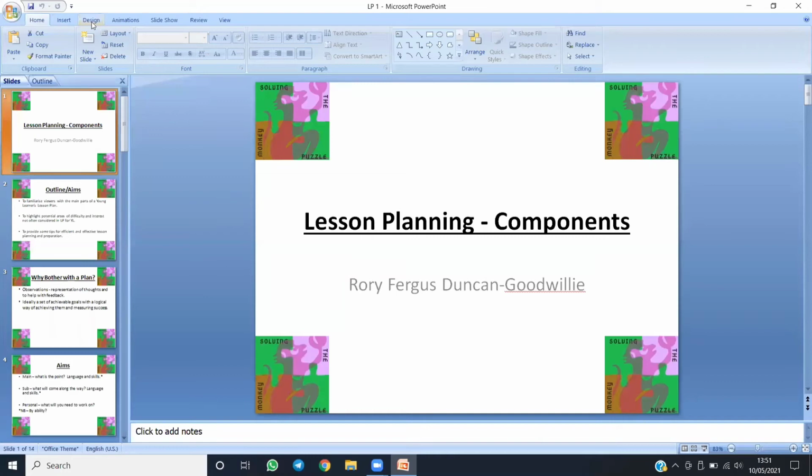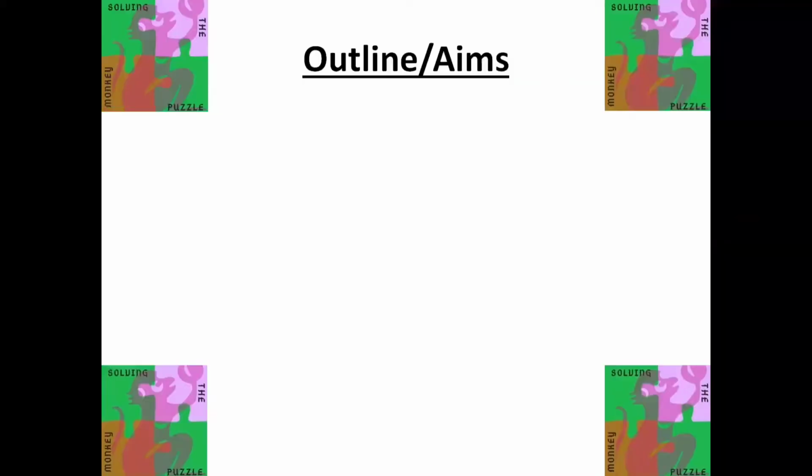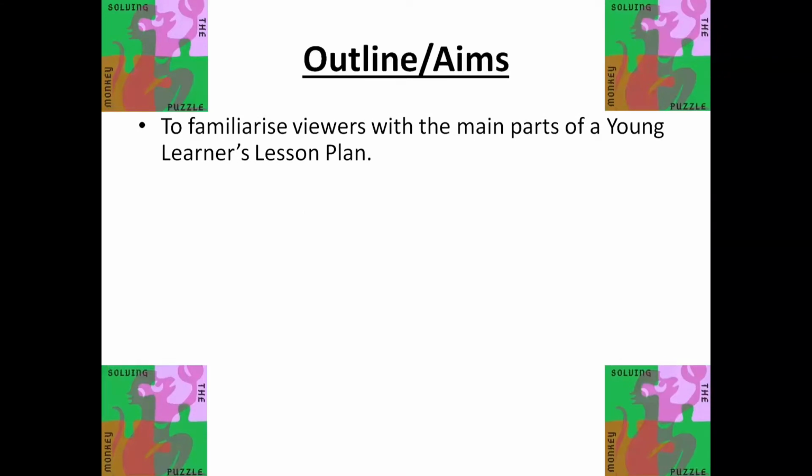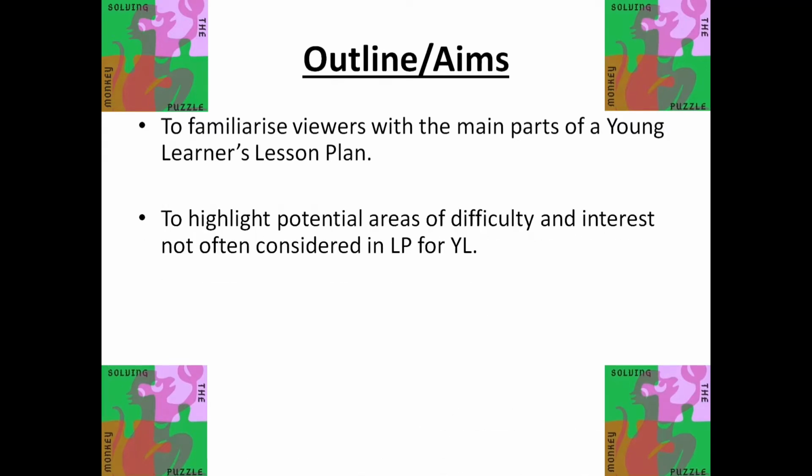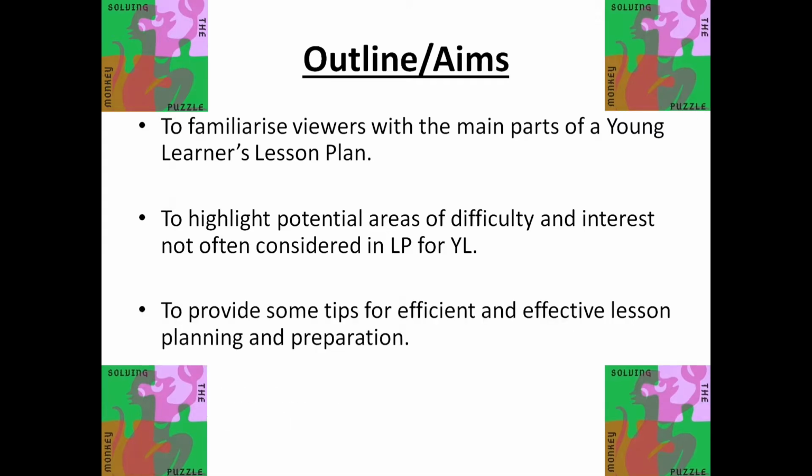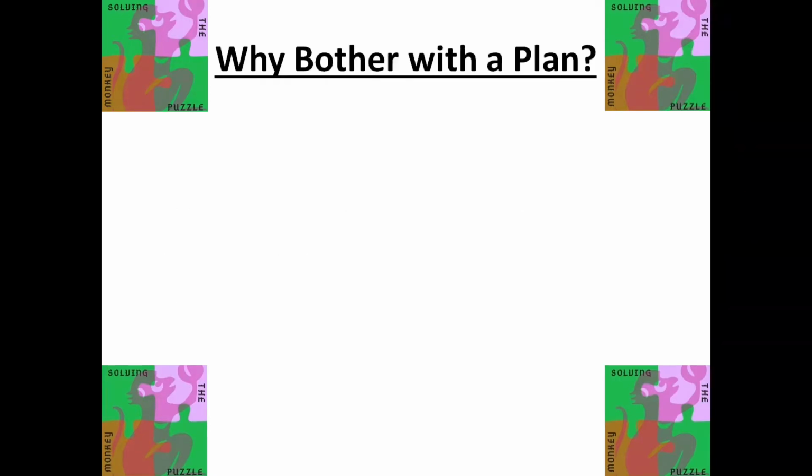The very first thing that we need to look at is the outline of the presentation itself. We're going to look at the main parts of a young learner's lesson plan. Then we'll highlight potential areas of difficulty and interest that aren't usually considered in lesson planning for young learners. And a side aim will be providing some tips for making it more efficient and effective. So why bother with the plan?